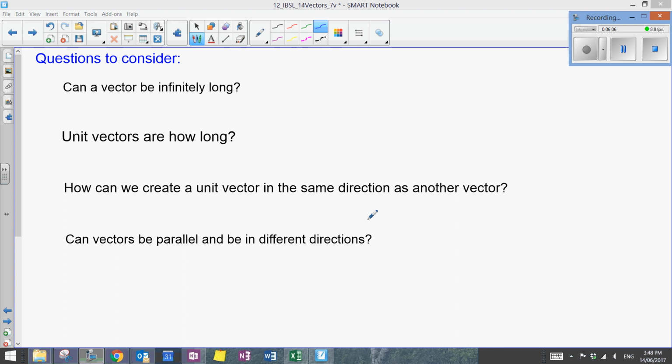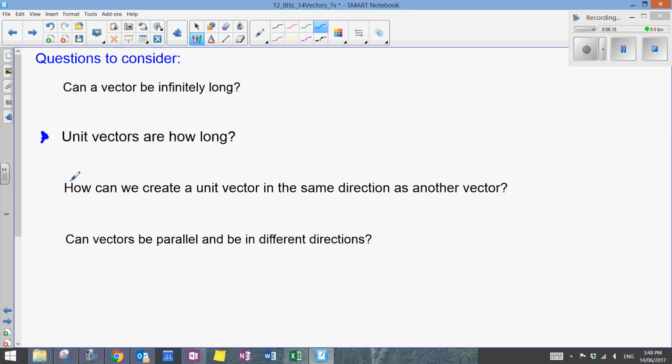All right, so consider these 4 questions because we'll wind up touching on them as we go through a few different examples in class next time. We're about to go into these 2 questions right now. So talking about unit vectors and if we can create vectors that are in the same direction.